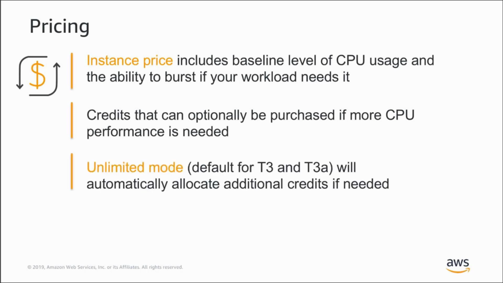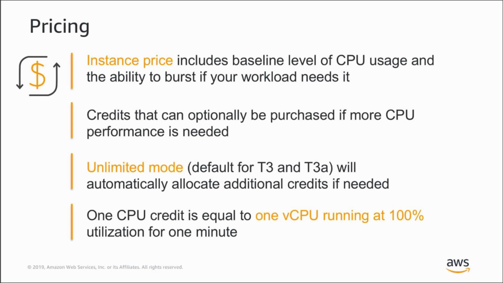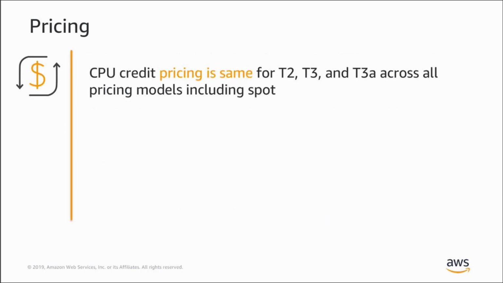And then the unlimited mode, which will automatically allocate the credits if needed, that is going to be the default state for the T3 and T3a instance types. And then 1 credit is equal to 1 vCPU running at 100% utilization for 1 minute. So the CPU credit pricing is the same for T2, T3, and T3a across all the pricing models for on-demand, reserved instances, and our spot market.